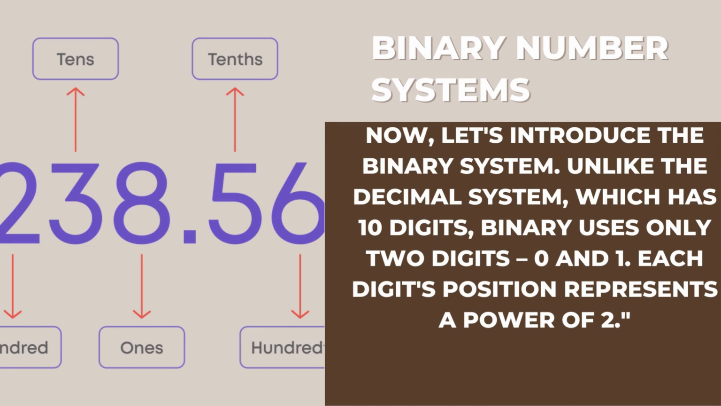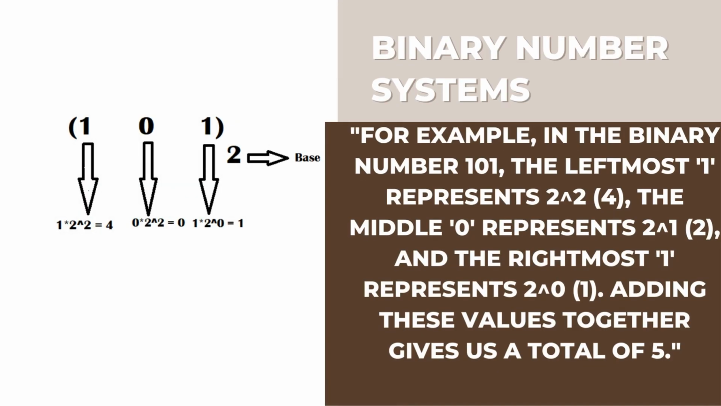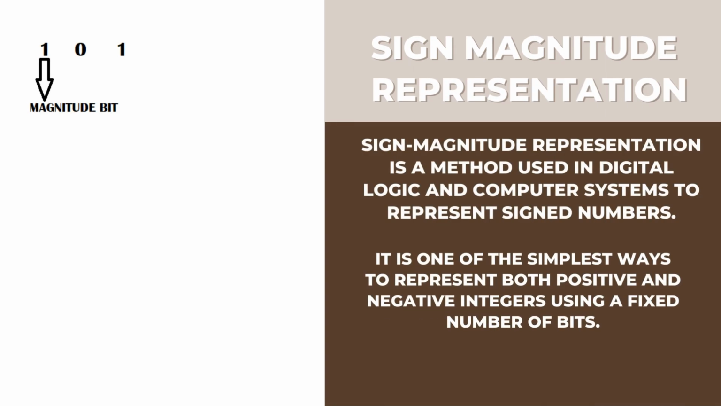Now, let's introduce the binary system. Unlike the decimal system, which has 10 digits, binary uses only 2 digits, 0 and 1. Each digit's position represents a power of 2. For example, in the binary number 101, the leftmost 1 represents 2 power 2, the middle 0 represents 2 power 1, and the rightmost 1 represents 2 power 0. Adding these values together gives us a total of 5.